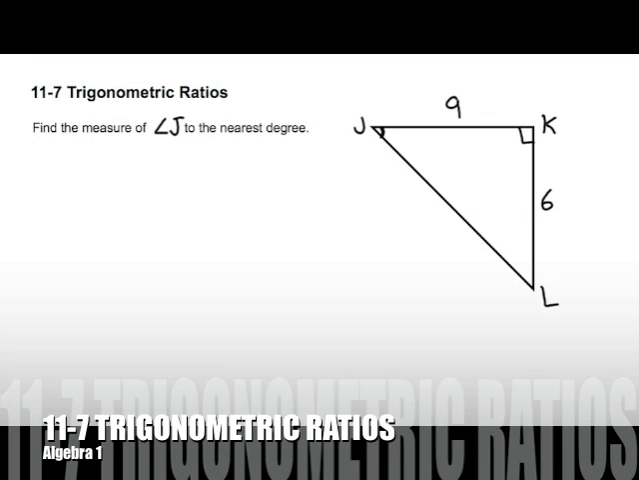Okay, today we're going to be working on 11-7, which is trigonometric ratios. And we have our first question up on the board right now. It says, find the measure of angle J to the nearest degree. So angle J is right here. I've gone ahead and marked it.